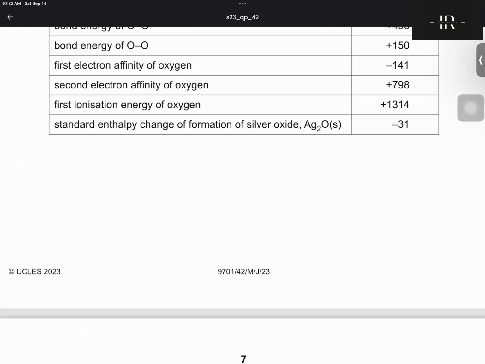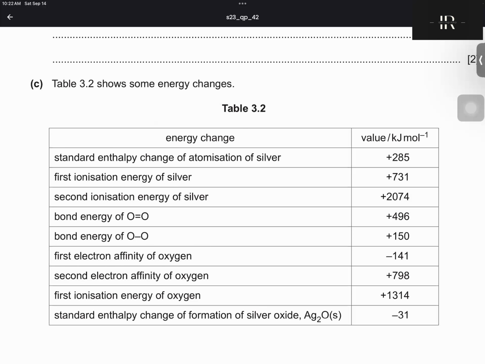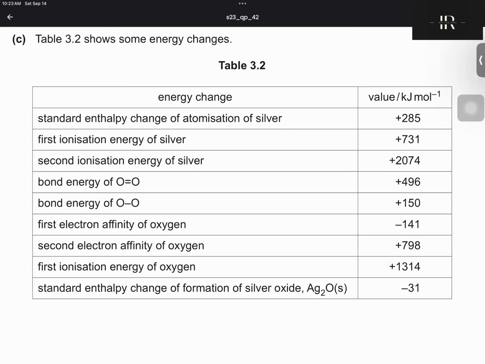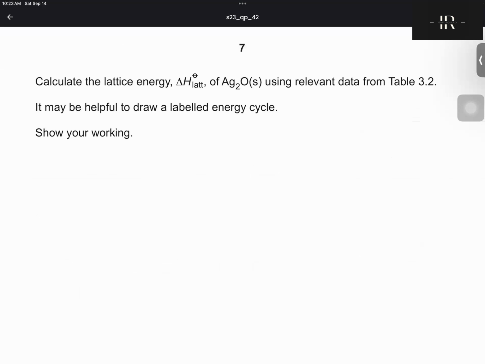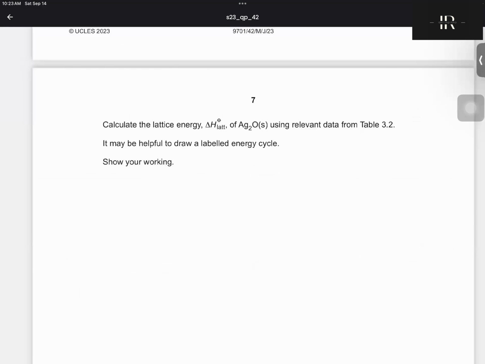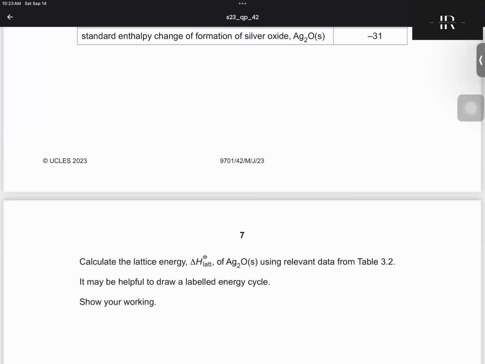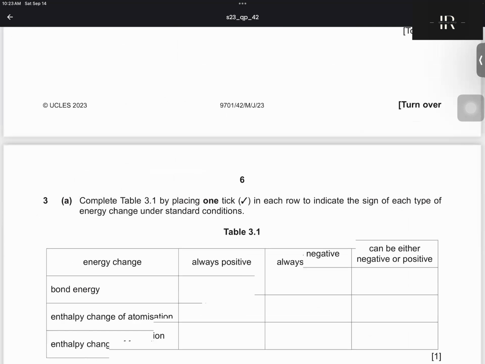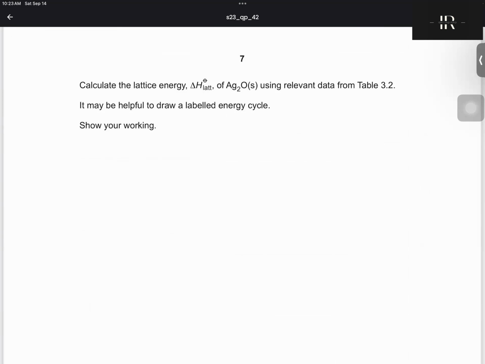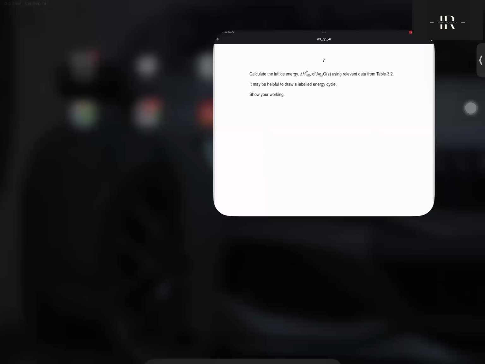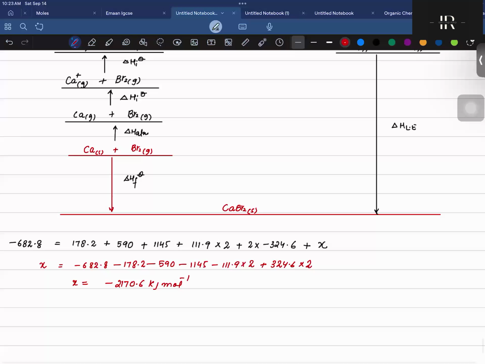Take a screenshot, and then I need your correct answer. Fast. Take a screenshot and then see this Ag2O. Calculate this. I'm going to tell you the answer. You should get minus 2968.